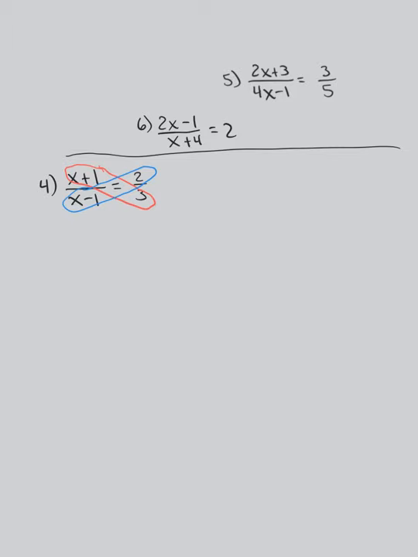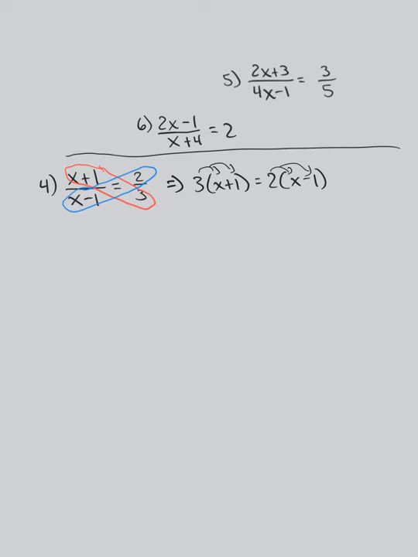Okay, but we have 3 parentheses x plus 1 is equal to 2 parentheses x minus 1. Okay, like that. And now the only thing that's different in this problem is that I have 2 parentheses that I need to distribute out.